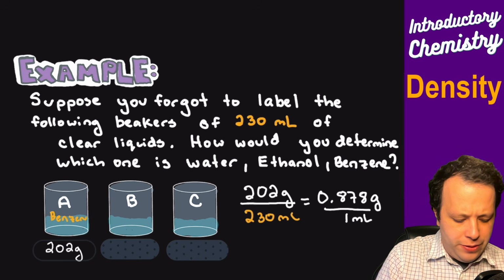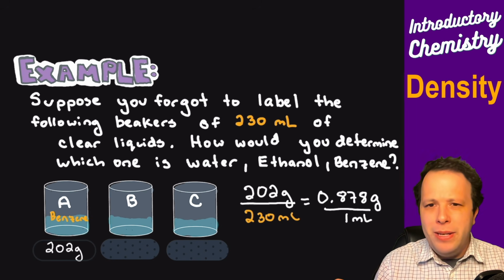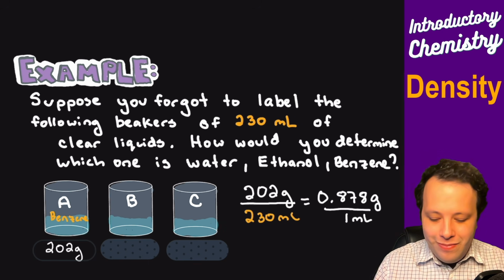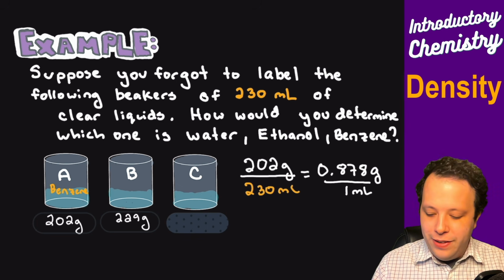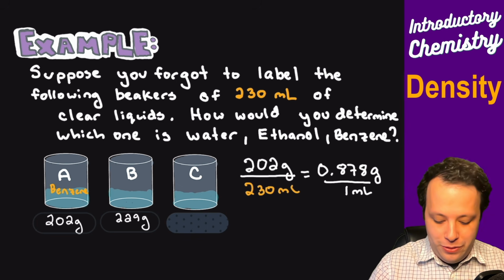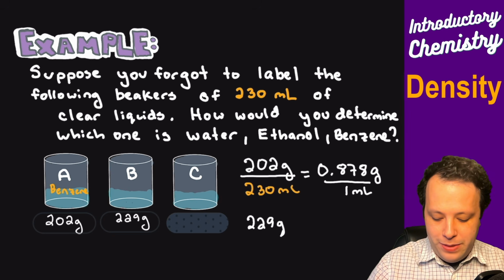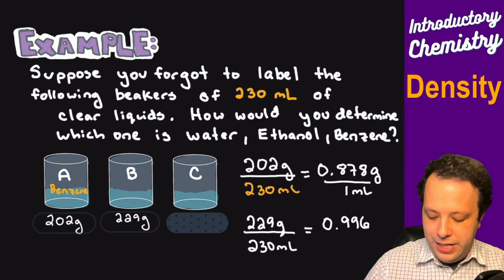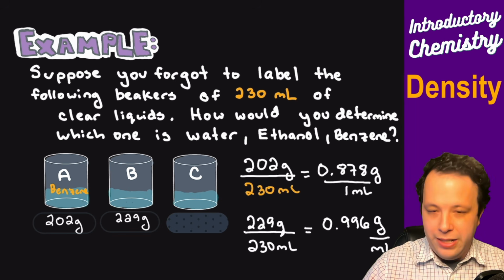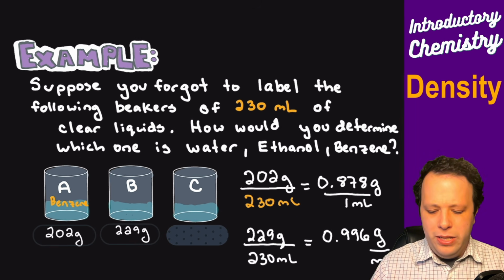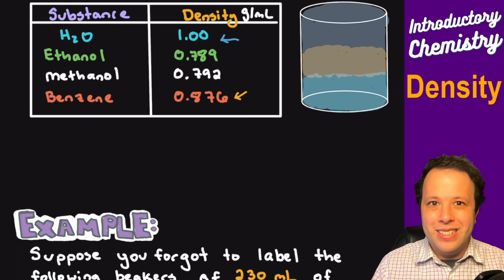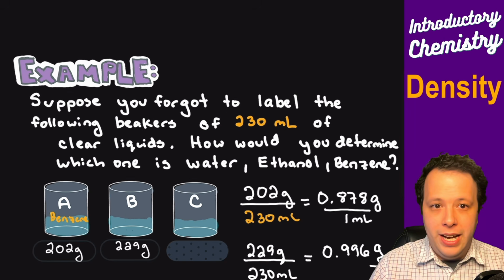And that's just one way to do it. You could check the odor possibly, or do some other chemical tests. This is an easy one that's available to you at your own home. Okay, so what about the second one? Let's say I do the same idea and measure the weight of that one too. We get 229 grams. I divide that by 230 mL, and when we get our final number, we get 0.996 grams per milliliter. Oh, that's very, very close to water. So that means our second one is going to be H2O.